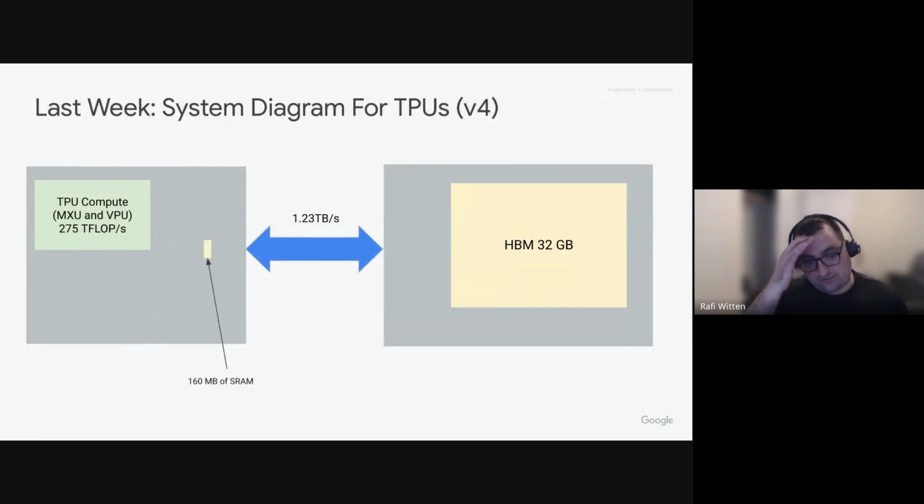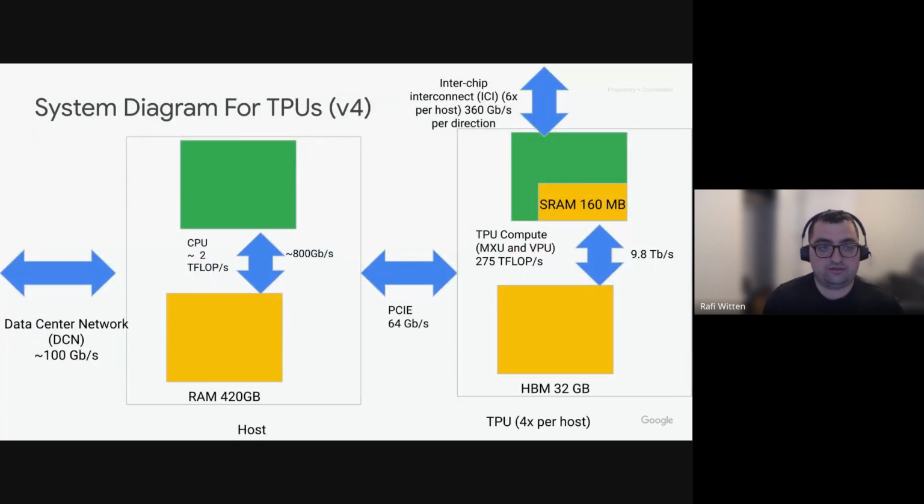We had a very simple system diagram that folks might remember from 2 weeks ago. We had a chip on the left that had compute and a little bit of SRAM, and on the right we had the memory, and we were able to analyze the rooflines of that system. This week, it gets a little bit more complicated. We have our system diagram for TPUs, and there are a bunch of different things going on.